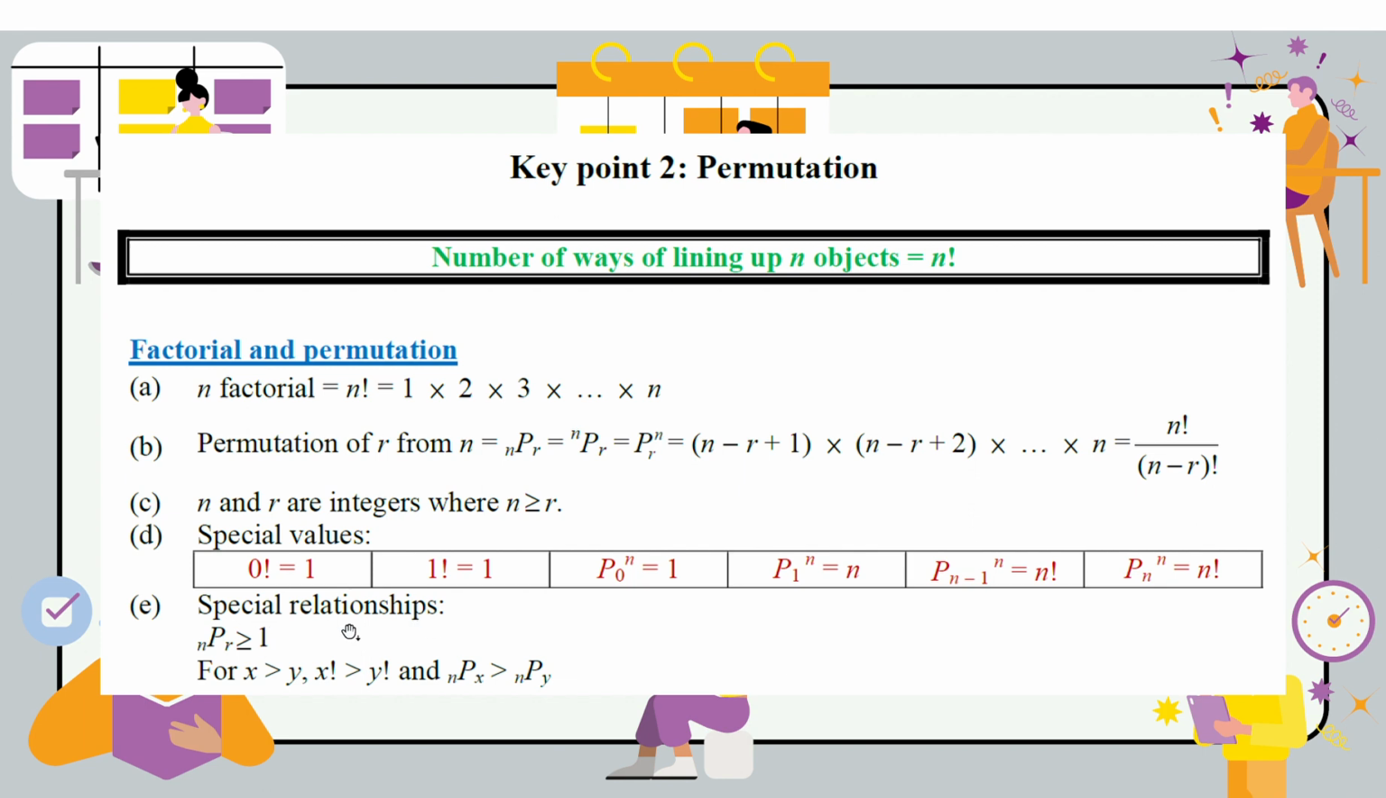This special relationship must be true. nPr must be larger than or equal to 1 because n is larger than or equal to 1. If x is larger than y, then x factorial is larger than y factorial, so nPx is larger than nPy because of the divide.